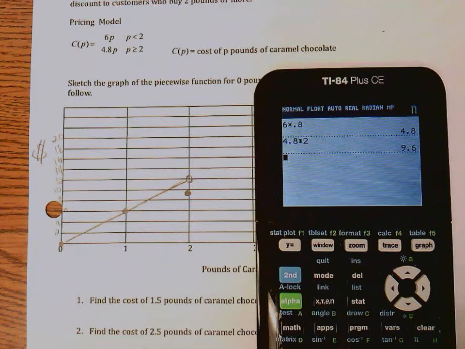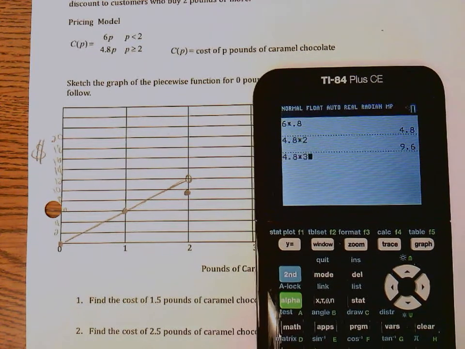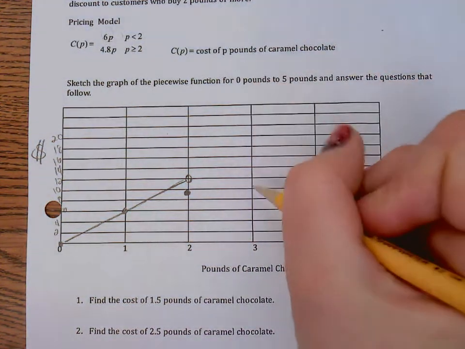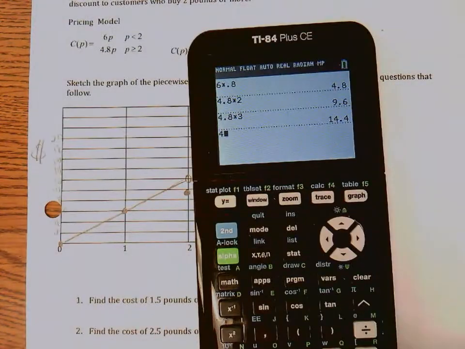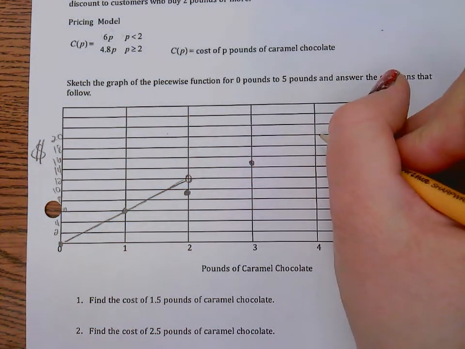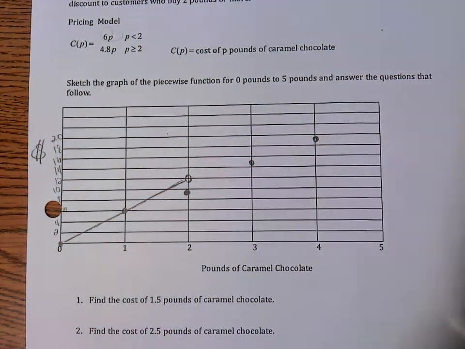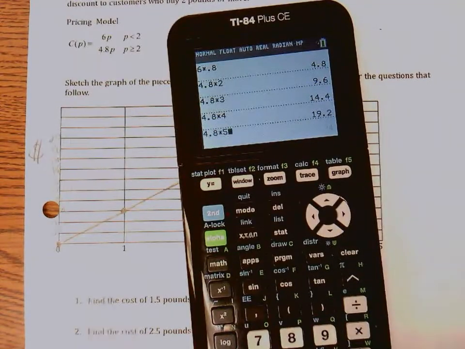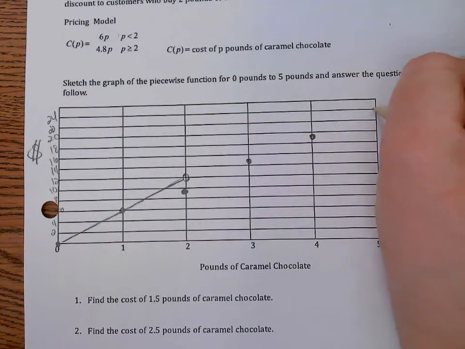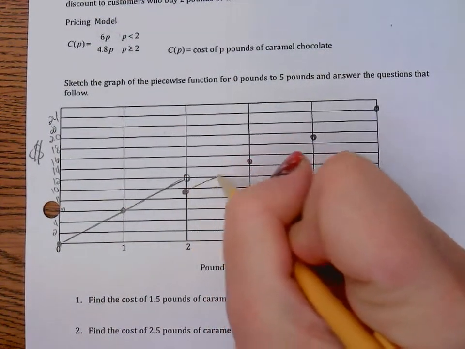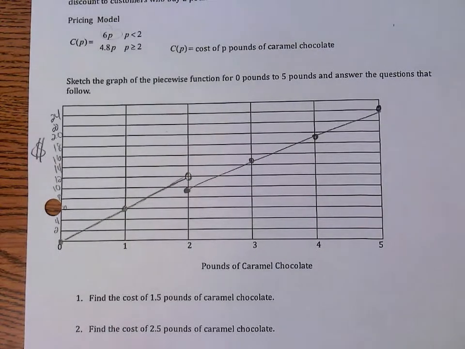So what about at 3 pounds? 4.8 times 3 is $14.40. 4.8 times 4 is $19.20. And 4.8 times 5 is $24. So this is also a linear function. It has a slightly less steep slope, right? Because it's offering the discount.